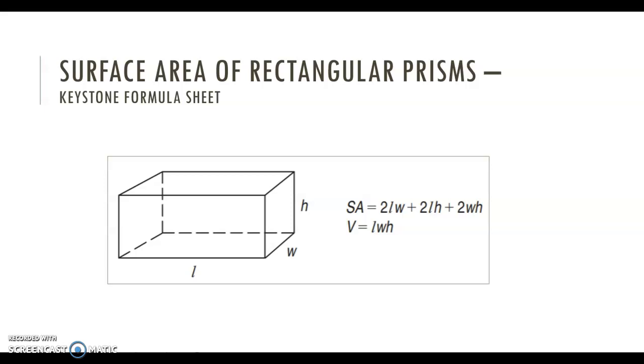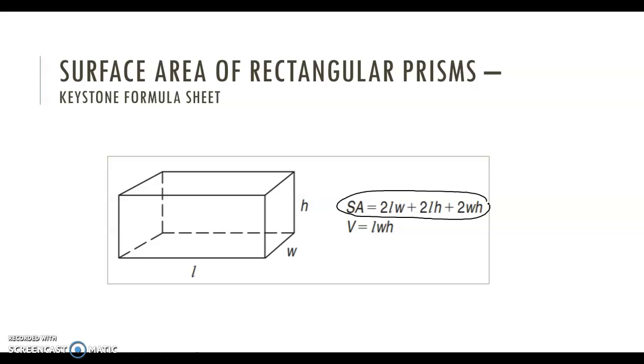This is a rectangular prism, and it has a surface area formula of this. So 2 times the length and the width plus 2 times the length times the height plus 2 times the width times the height. So this formula only works for rectangular prisms.